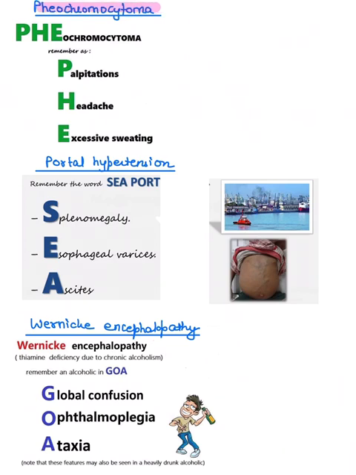Okay, so we know that pheochromocytoma has a tumor. So what are the findings? PHE. Name only suggests palpitation, headache and excessive sweating.